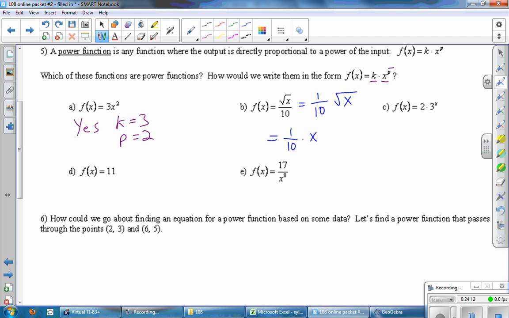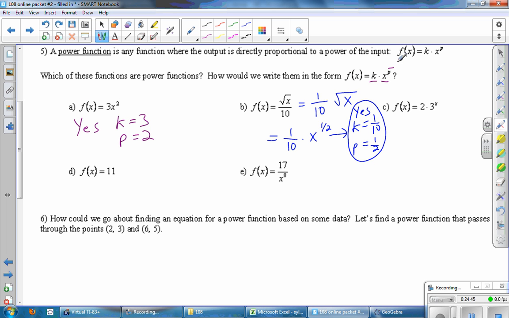So what power is the square root? Well, we know that's half. And now, lo and behold, it looks like a number times x to a number. And so in this case, we have k is 1/10 and p is half. So this is another yes. Sometimes you have to do work in order to make something look like our regular form for power function.